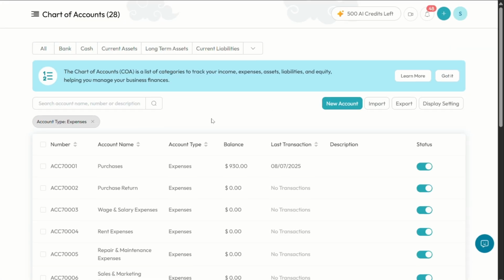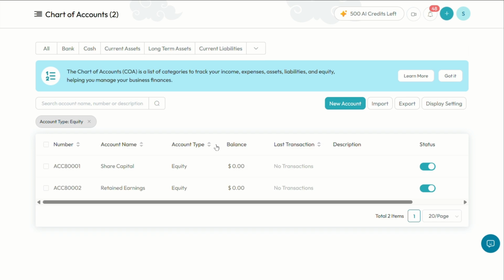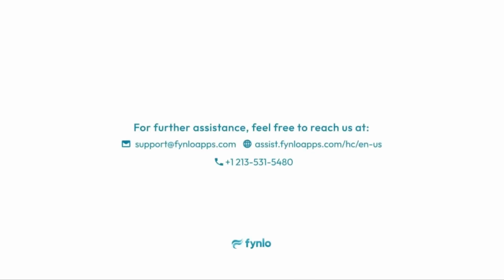Finally, leave share capital and retained earnings untouched under equity. The goal is simple: fewer, clearer accounts that match how you actually earn and spend. Clean structure equals cleaner reports, especially your profit and loss. And that's it, your freelancer chart of accounts simplified.